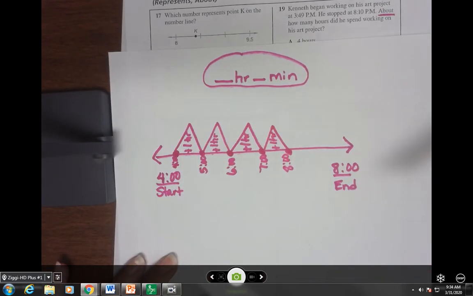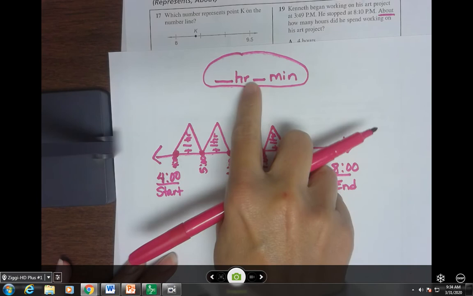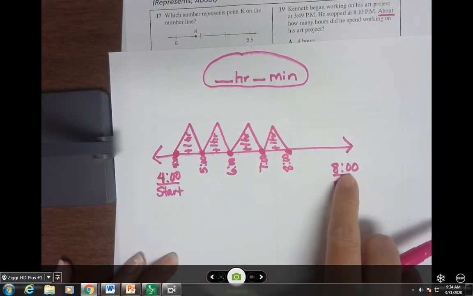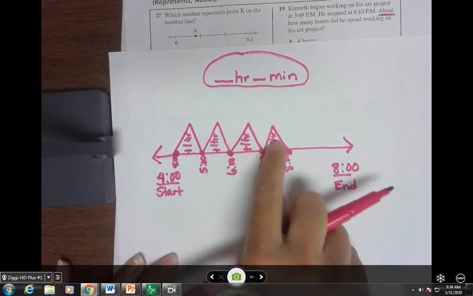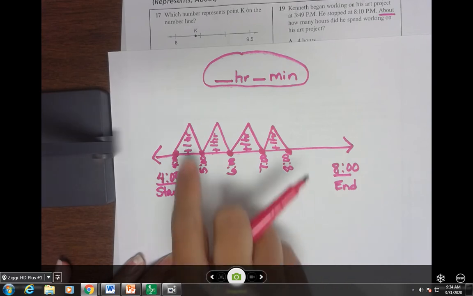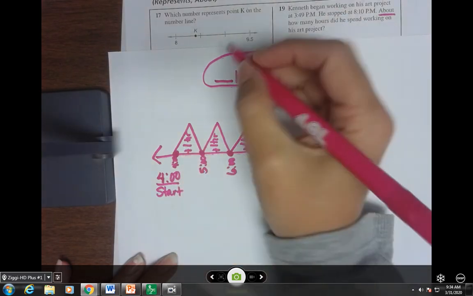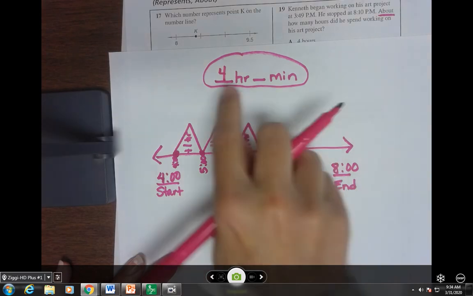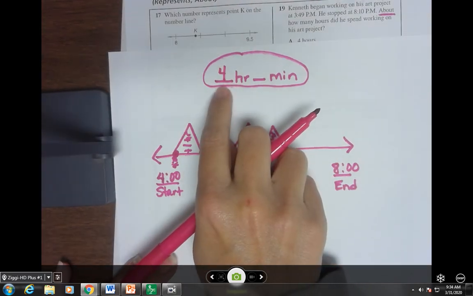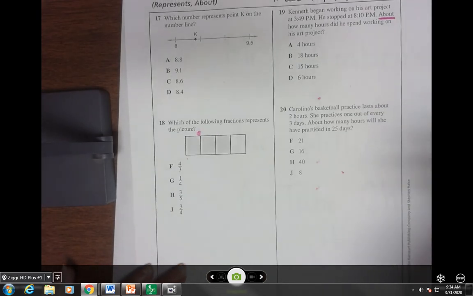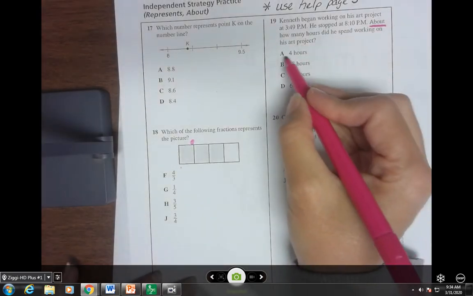And remember, we had a start time and we had an end time, so we're trying to find the elapsed time. So now that my start times match and my end times match, all I have to do is count up my time inside of my mountains here to figure out how many hours that is. So 1, 2, 3, 4, that would be 4 hours. So for beginning and ending his work project, Kenneth spent approximately or about 4 hours. So I would go and I would find on my paper that correct answer, which is A, 4 hours.